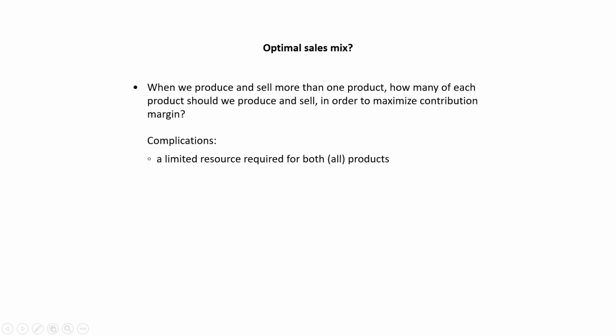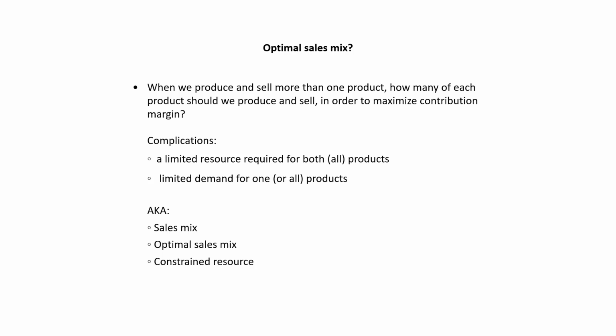In addition to the fact that we might have a limited resource, we will often have customer demand limitations. So after we decide which product maximizes our profits, then we have to factor in how many of each product we can actually sell. Because of these factors, this short-term decision has various names: sales mix, optimal sales mix, constrained resource, and limited resource.